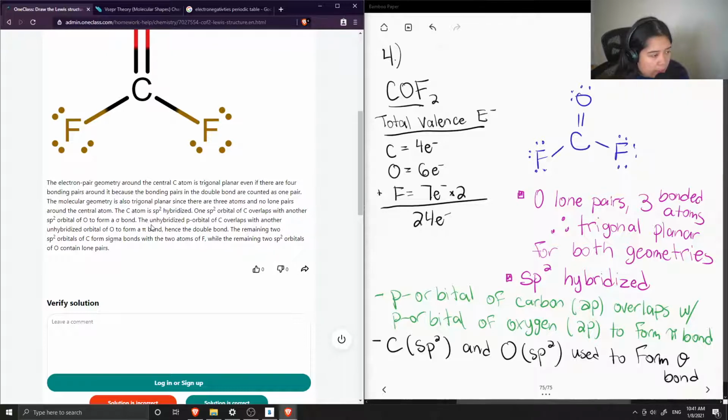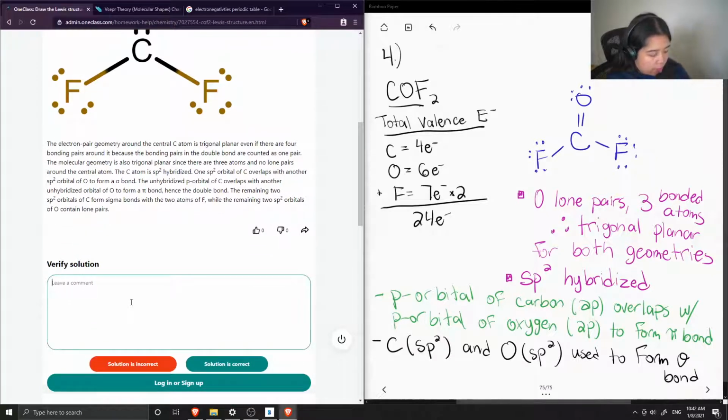Carbon atom is sp2 hybridized, and one sp2 orbital of carbon overlaps with another sp2 orbital of oxygen to form a sigma bond. The unhybridized p orbital of carbon overlaps with another unhybridized orbital of oxygen to form a pi bond, hence the double bond. The remaining two sp2 orbitals of carbon form sigma bonds with the two atoms of fluorine, while the remaining sp2 orbitals of oxygen contain lone pairs. Yep. So the solution is correct.